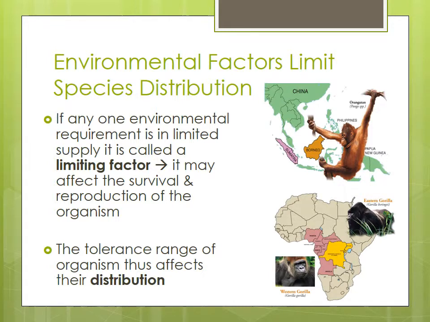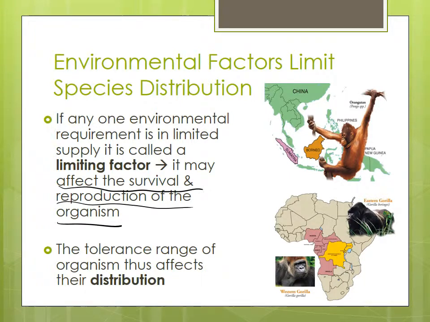What it is saying here is that any number of environmental requirements can be limited. And if one of them is, that is determined to be the limiting factor. What the limiting factor does is it affects the survival and reproduction of the organism. So if you don't have enough oxygen in that particular environment, that oxygen would be the limiting factor. If you didn't have enough water in that environment, the water would be the limiting factor for that organism.